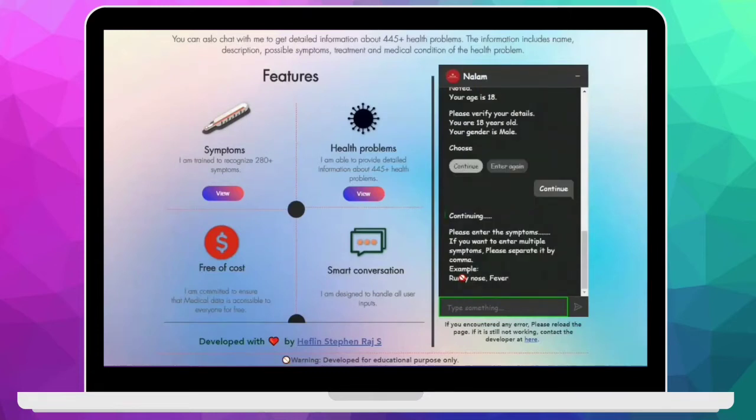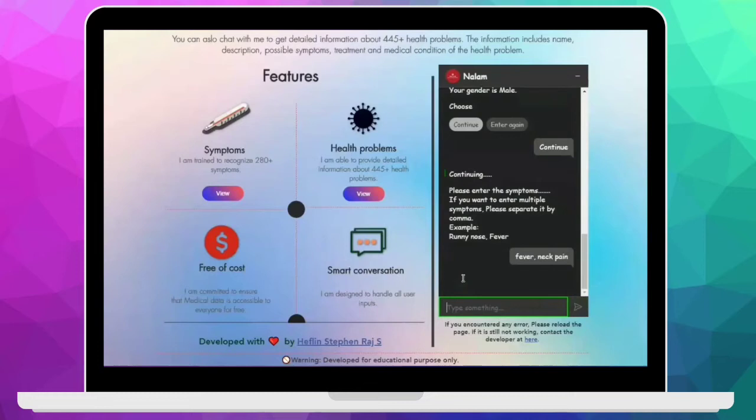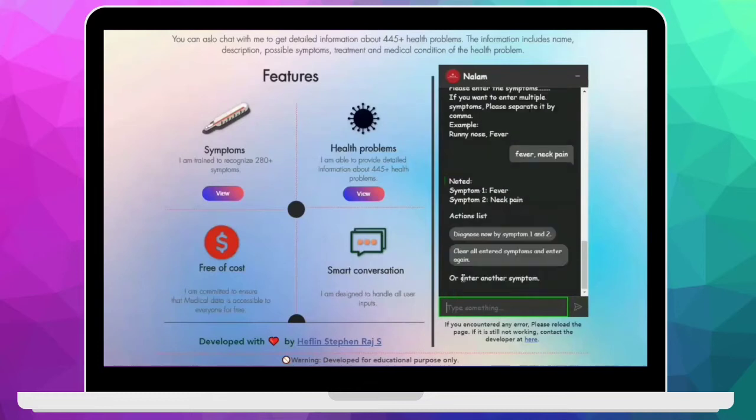Now you can enter symptoms up to 6. If you want to enter multiple symptoms at a time, please separate them by commas. Now you can diagnose by entered symptoms, or clear all entered symptoms and enter them again, or you can enter next symptoms.